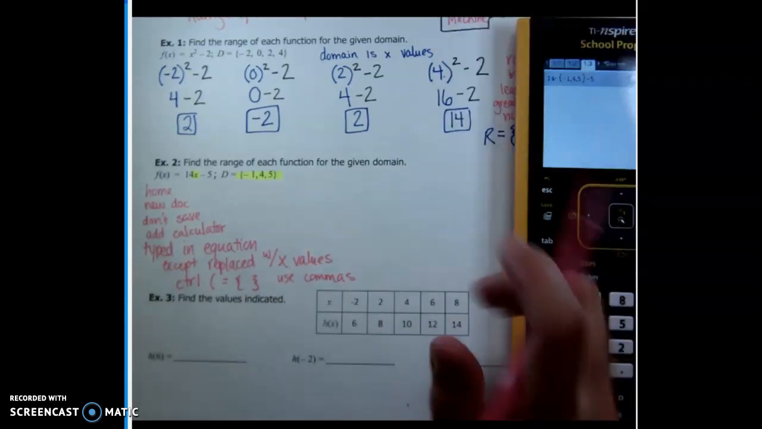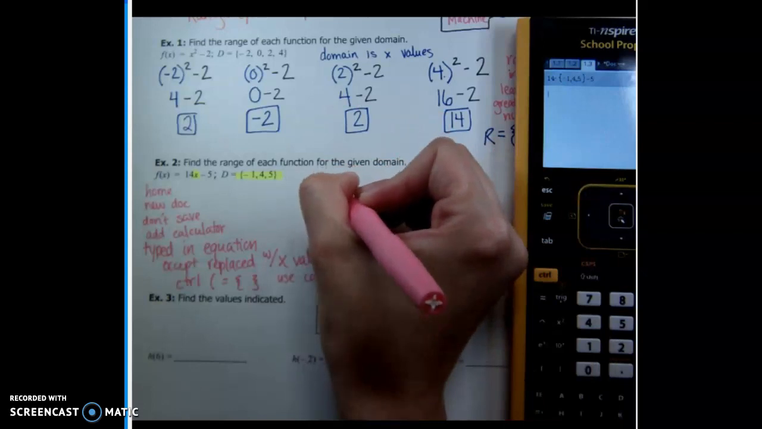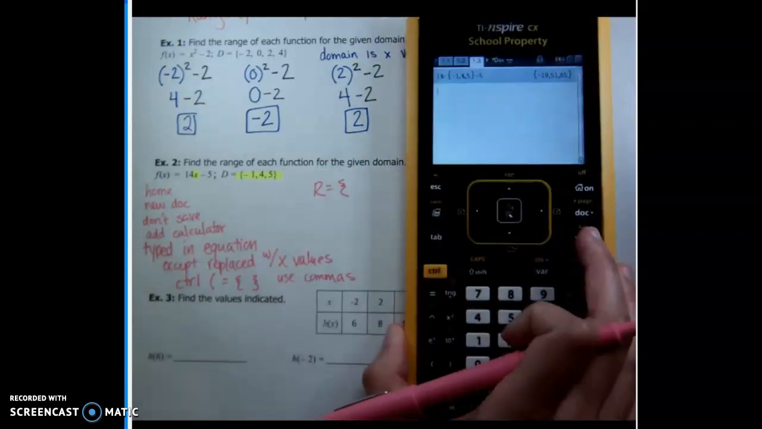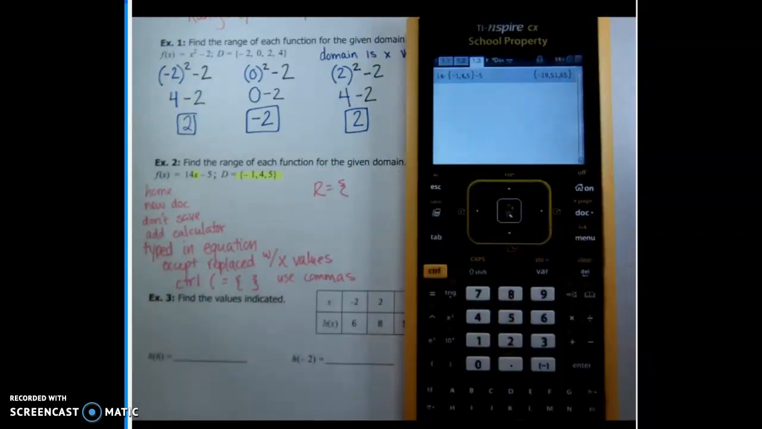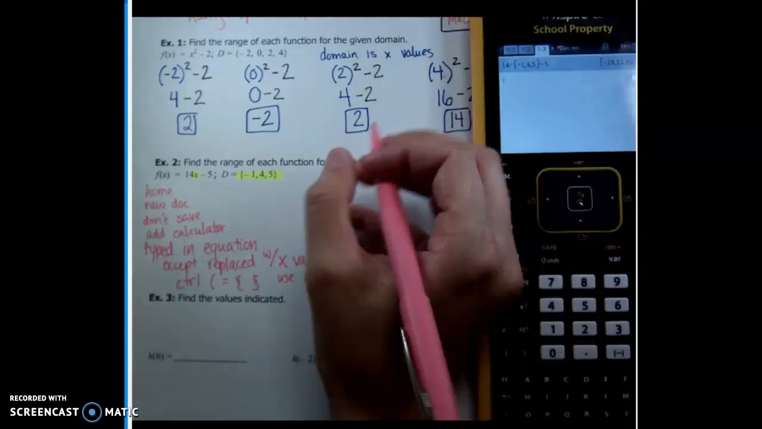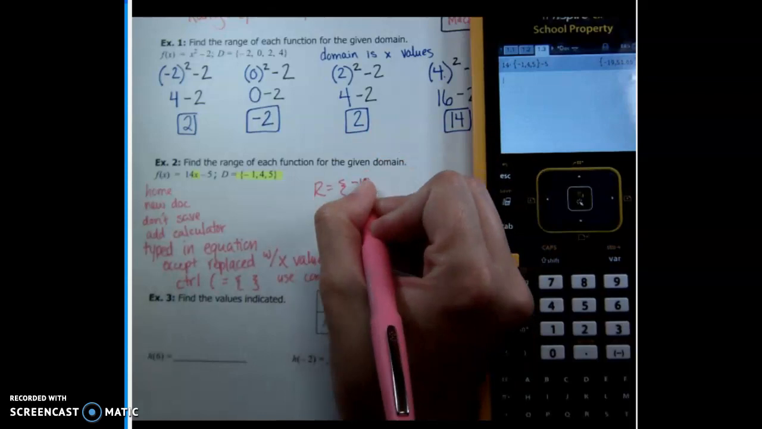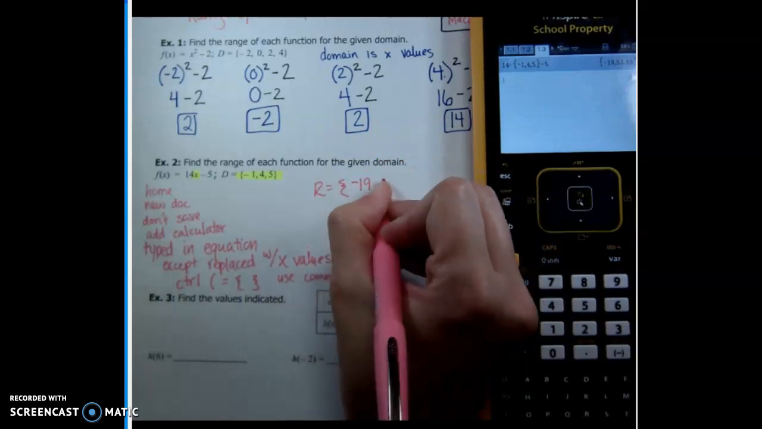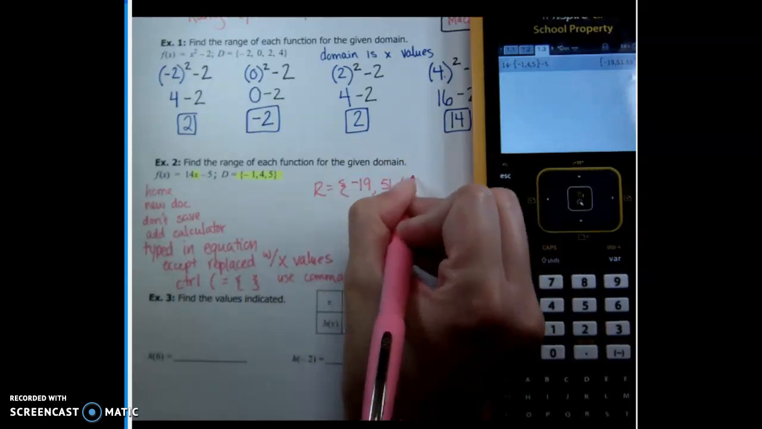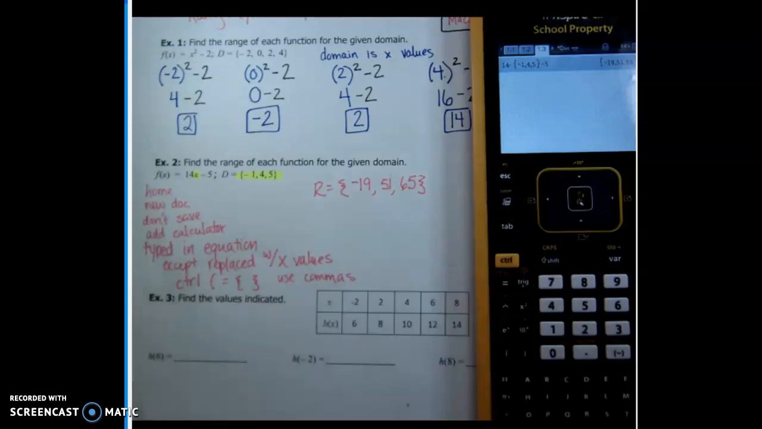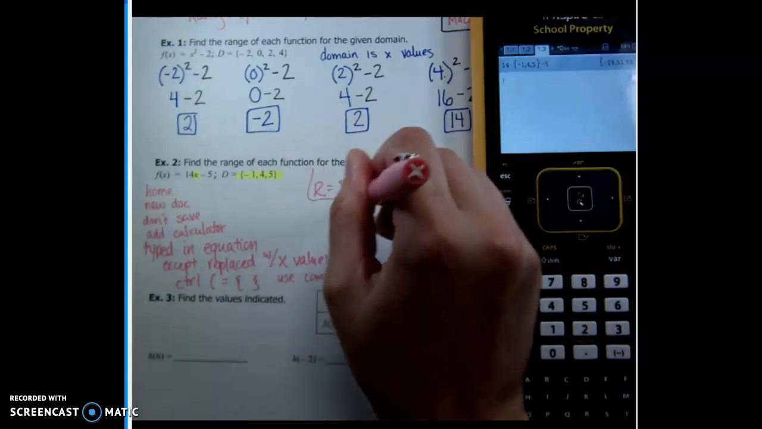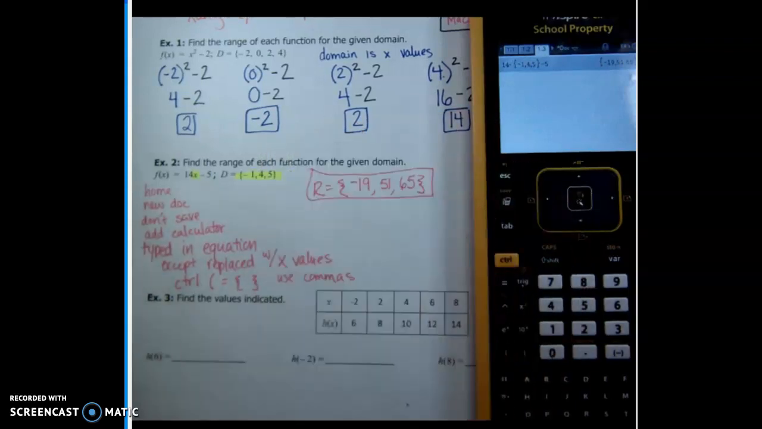So our range equals, you put the brace, and then you write it exactly how they did. -19, comma, 51, comma, 65. Close brace. And that is my correct answer. That's my final answer, and I put it in a box.